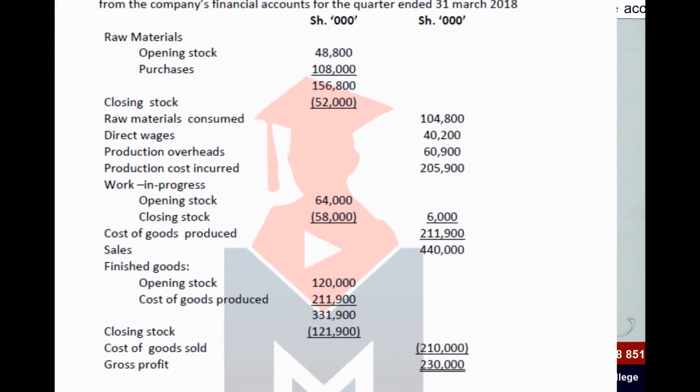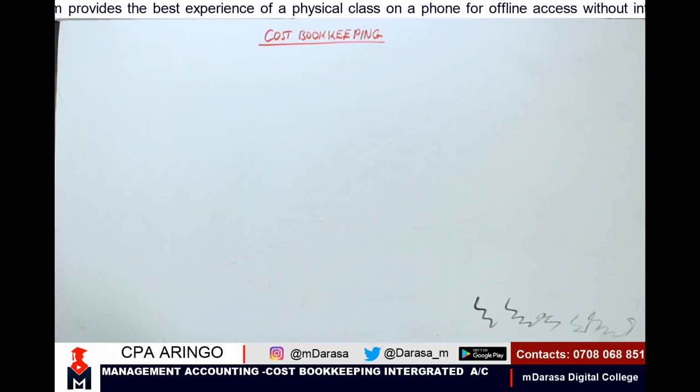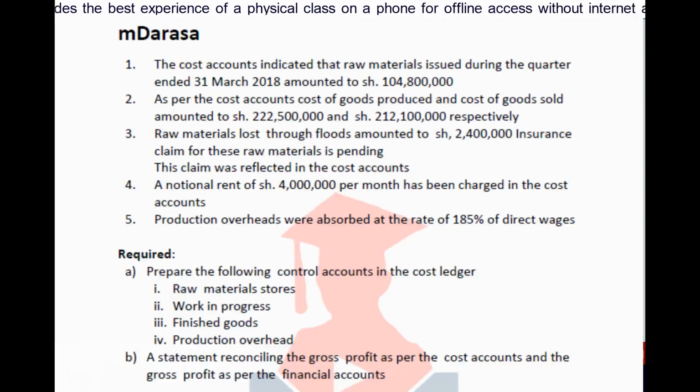We were given 104,800. So materials consumed, and what is charged is how much? The same, 104,800. So note 2, as per the cost accounts, cost of goods produced and cost of goods sold amounted to 282,500 and 212,100 respectively. What cost of goods produced and cost of goods sold?